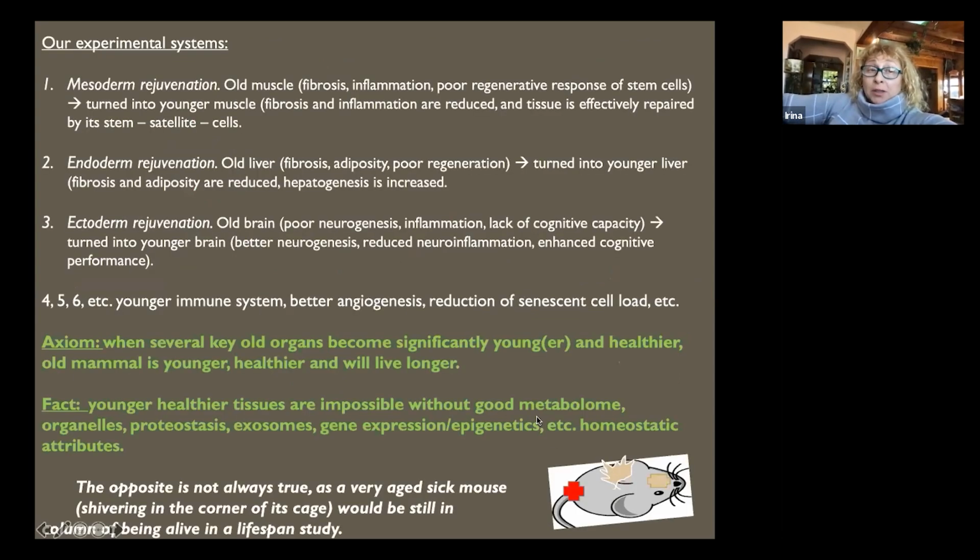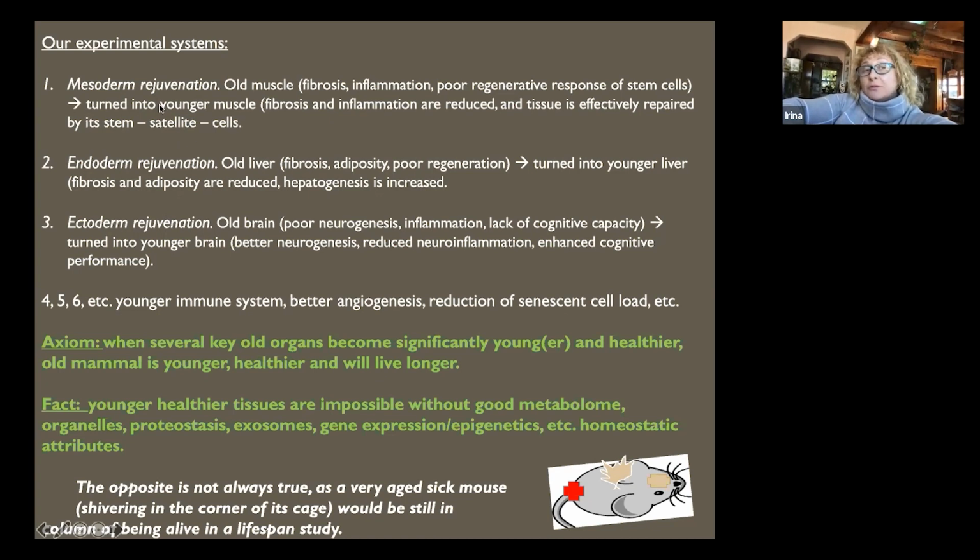So I will speak a little bit about our experimental systems. We look at mesodermal rejuvenation, endodermal rejuvenation, and ectodermal rejuvenation. And those are the three germ layers from which our bodies are built. So we really start with mesoderm, ectoderm, and endoderm, and then those differentiate into various organs and tissues. And so it is important, if we look at multiple tissue rejuvenation as a class, to make sure that all three germ layers become rejuvenated.